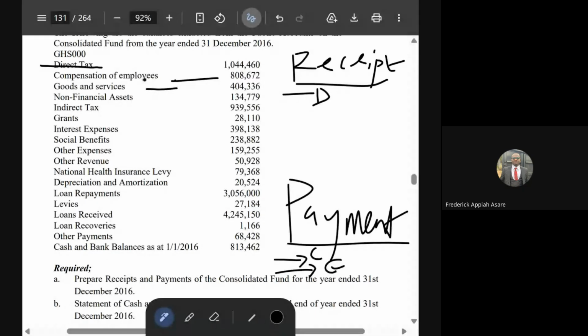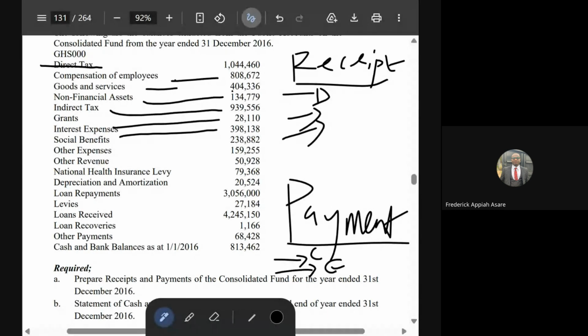Non-financial assets. Non-financial assets will not come here because there is no receipt. Indirect tax will come under receipt. Grants: sometimes you have to be specific whether it is something that came in or went out. So grant will also fall here.